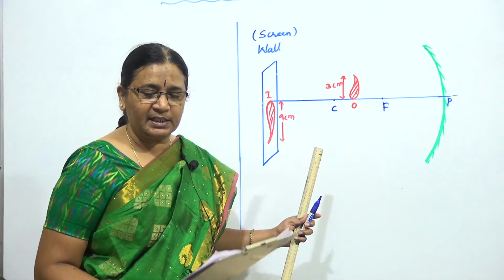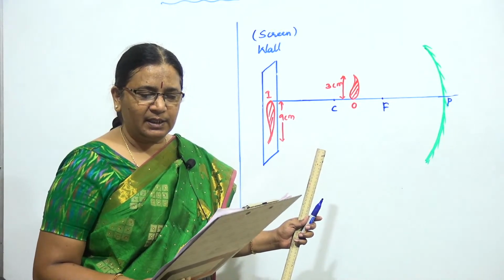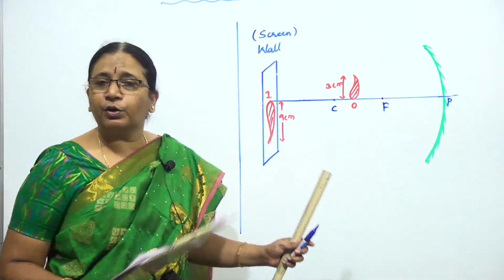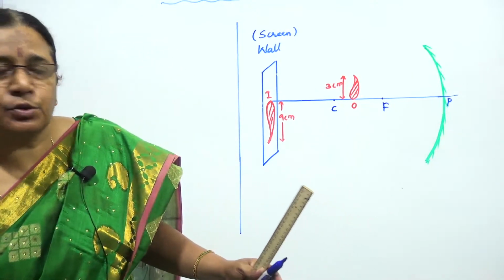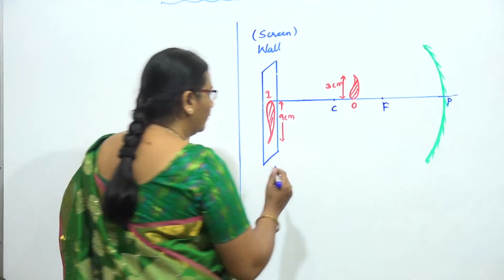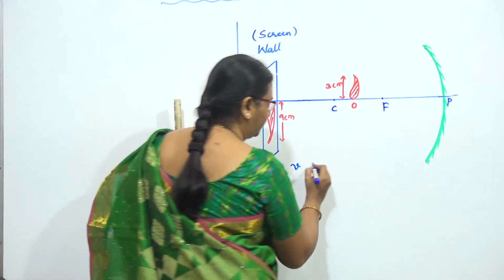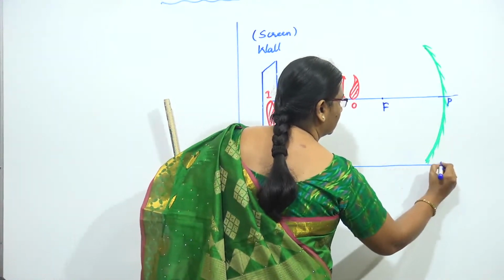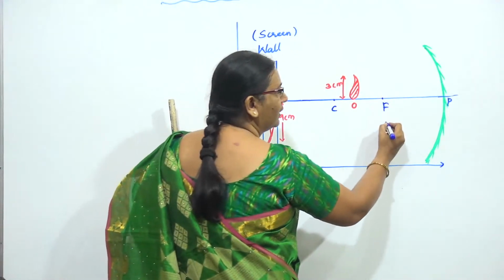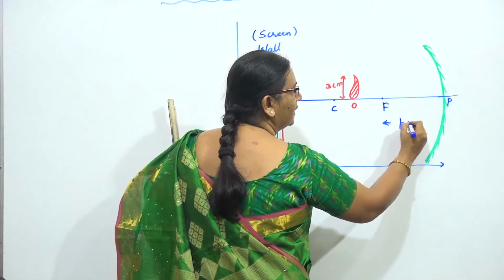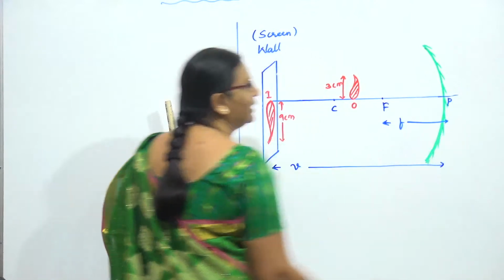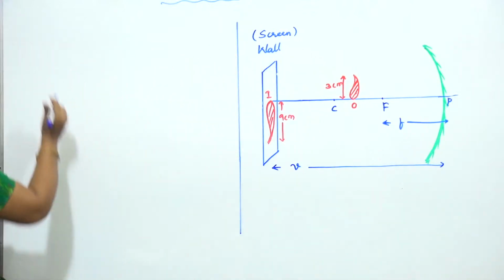Okay. You have to find this image distance, as well as you have to find even the focal length of the mirror, they have asked. Okay. So we have to find the image distance as well as we have to find what? The focal length of the mirror also. So both are to be found. So let us go with the question.